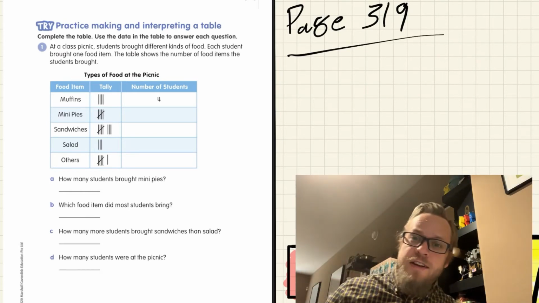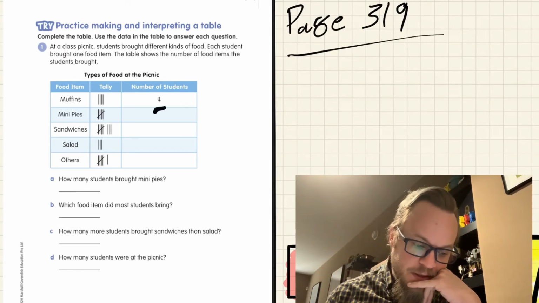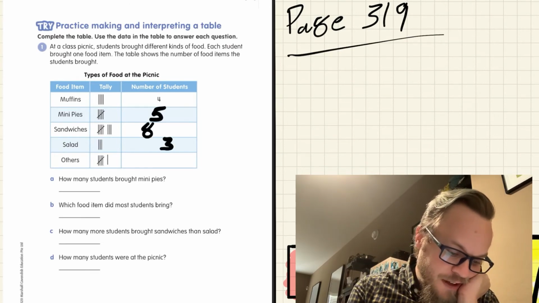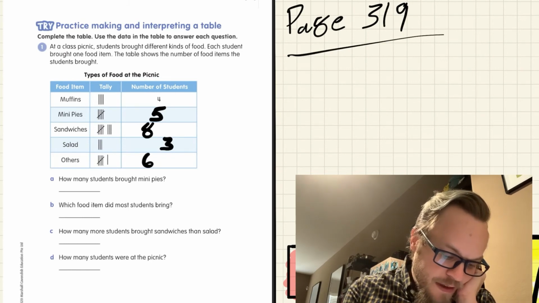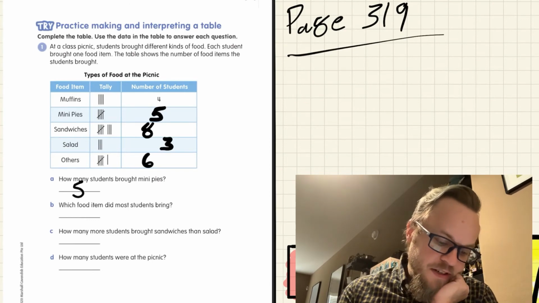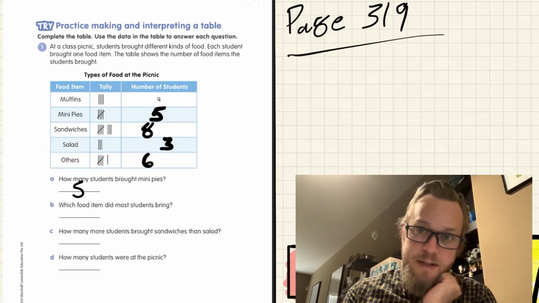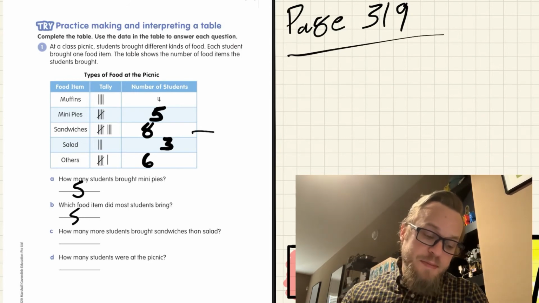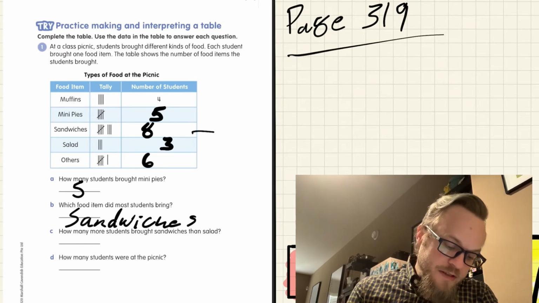All right, so you've had a chance to pause the video, work through this, and let's go through this problem now. Mini pies, I have 5. Sandwiches, 8. Salad, 3. And others, 6. How many students brought mini pies? Well, there are 5 mini pies brought in. Which food item did most students bring? Well, 8 is the biggest, so that is sandwiches.